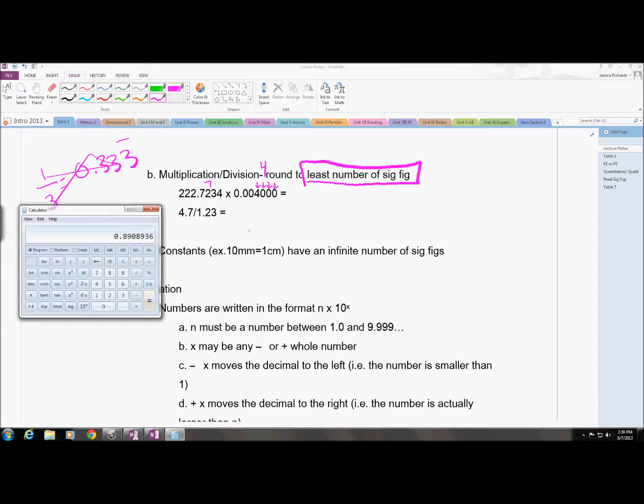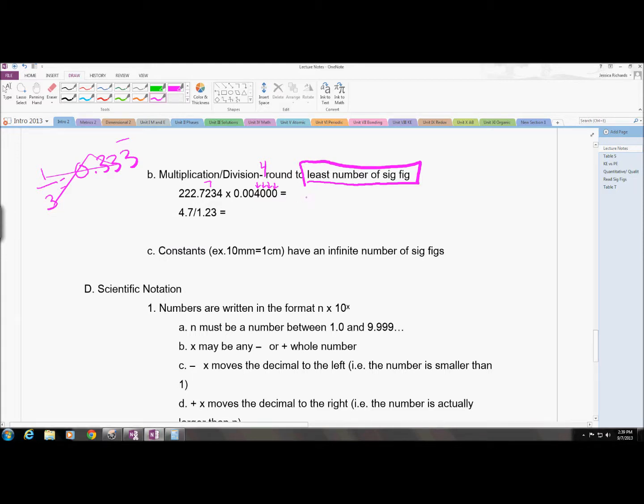Now I have to round my answer to 4 significant figures. 1, 2, 3, 4. So I have to round it right here. The number right after that is a 9, so that's going to have to round up. So it's going to be 0.8909. So my answer is 0.8909, rounded to the correct number of sig figs.